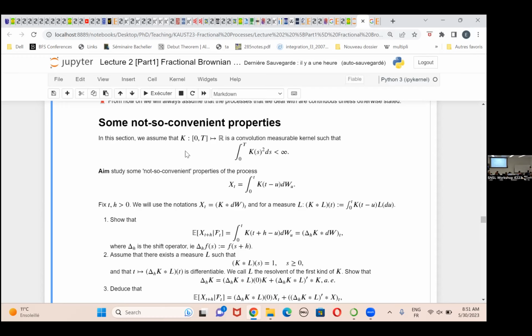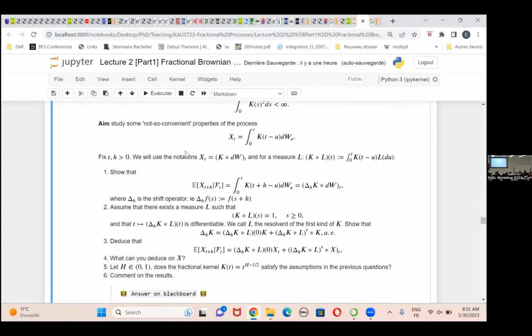But in general, if this guy does not vanish, what we just showed is that conditional on F_t, the mean of x_{t+h} depends on the whole past up until time t of the process. So this means that the process is not Markovian. Okay, this is one way to at least argue non-Markovianity of the process. And this is a first not so convenient property. So let's try to look at the second, maybe also not so convenient property.